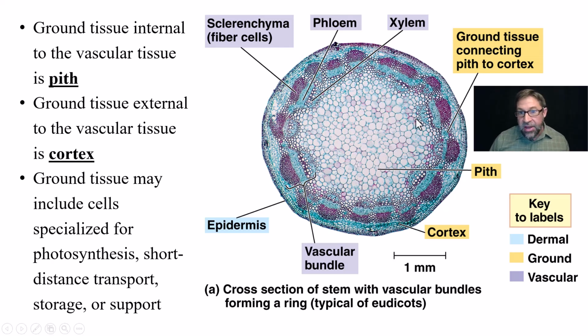The pith is the ground tissue that is located internal of the vascular bundles, which are in purple. Remember, the vascular bundles are the xylem and the phloem. Ground tissue within the vascular tissue is known as pith. The ground tissue external to the vascular tissue is the cortex.